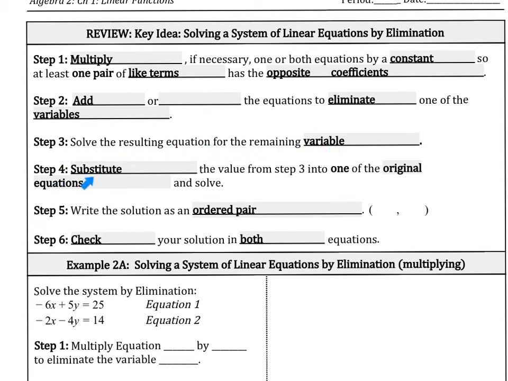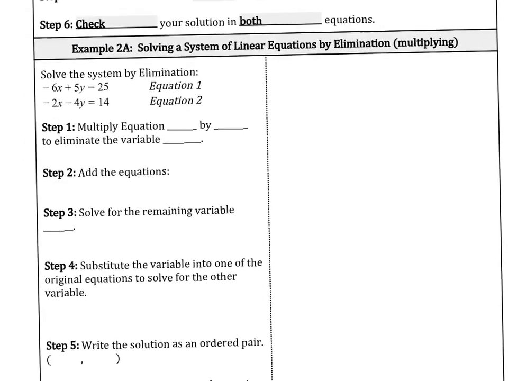Step number 4 is substitute the value from step number 3 into one of the original equations and solve. Step number 5. Write the solution as an ordered pair, so x comma y. Step number 6 is check your solution in both equations. Now let's do example 2a from the bottom of this section.